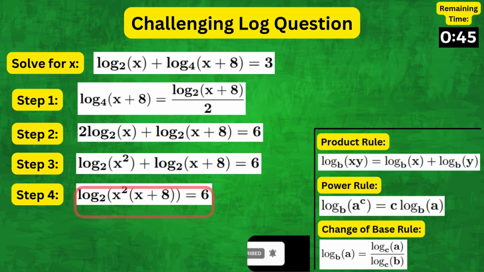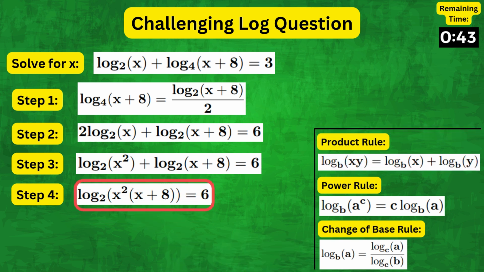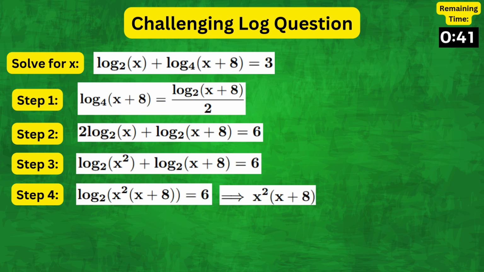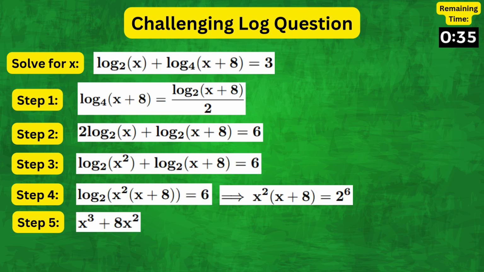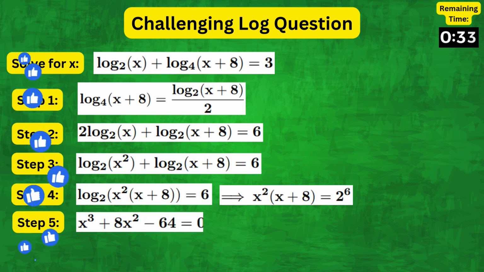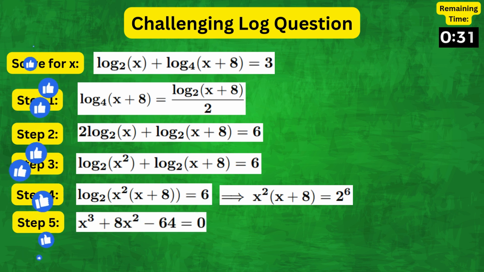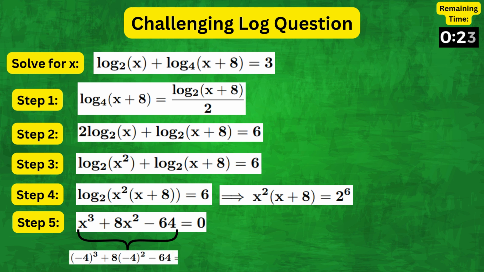Now we can rewrite this equation in exponential form as x squared times x plus 8 equals 2 to the power of 6, which expands into the equation x cubed plus 8x squared minus 64 equals 0. Now, to solve this cubic, we can try plugging in different values for x, and using x equals minus 4, we indeed get the left-hand side equal to 0.